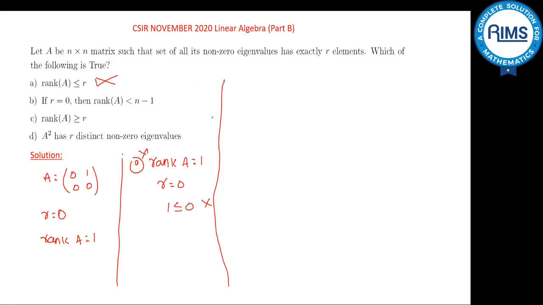Now consider option B. If r equal to 0, then rank of A is less than n minus 1. Here rank of A equal to 1, and I chose capital A as a 2 by 2 matrix, therefore n minus 1 equal to 2 minus 1 equal to 1. 1 less than 1 is not possible, therefore option B is also false.